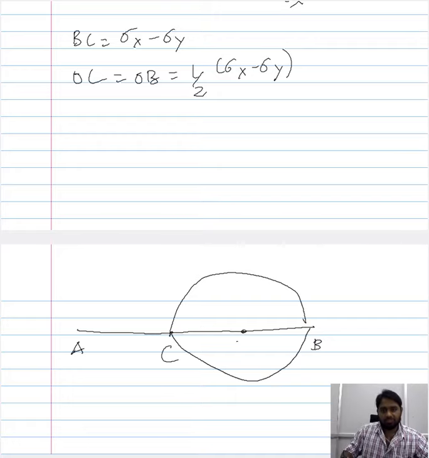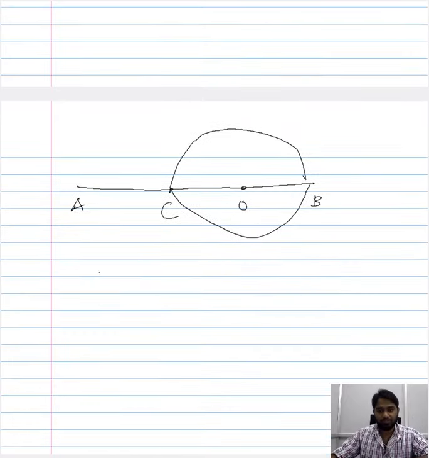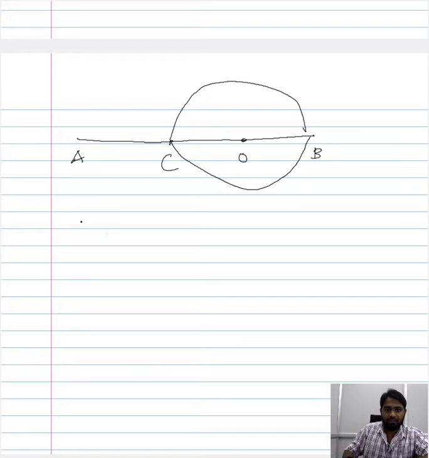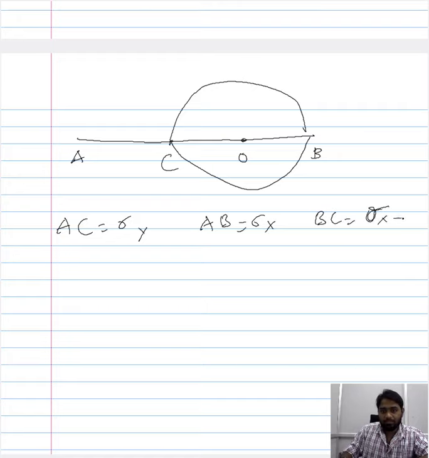So this is a circle, and the midpoint or the center of the circle is O. Now we have AC, that is sigma y, AB, that is sigma x. Now BC is sigma x minus sigma y. So this BC here is sigma x minus sigma y, and the radius of the circle, that is OC and OB, is equal to 1 by 2 of sigma x minus sigma y.